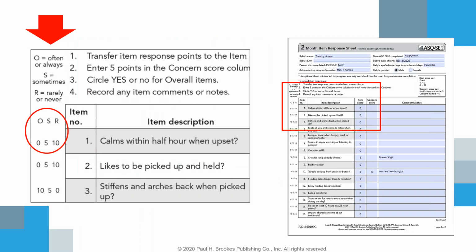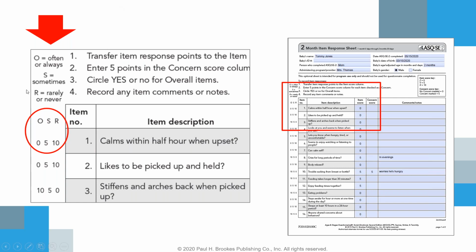Now I'm going to show you a closer look at the item response sheet. This item response sheet is included with the ASQ SE2 questionnaires. It has a brief version of each item, and it was designed for programs that want to record responses but return the completed questionnaire to families. It also works well for administration during an interview format, like we'll be doing during this time period.